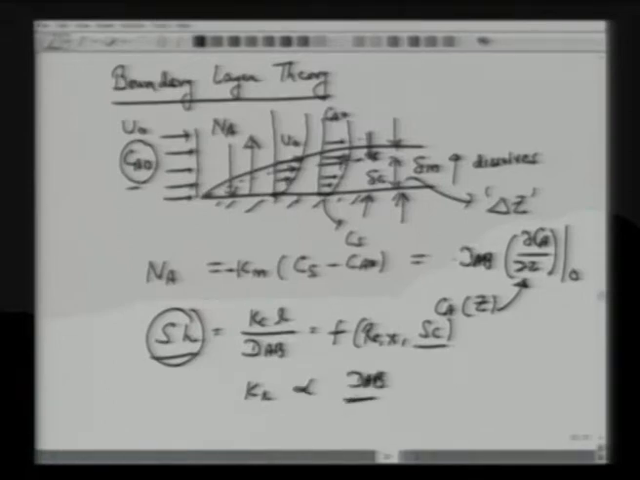All right. So these are the theories. Beyond these three theories which we discussed: film theory, penetration theory or surface renewal theory, and boundary layer theory. But these are the most common theories which are going to be applied in our mass transfer, etc.